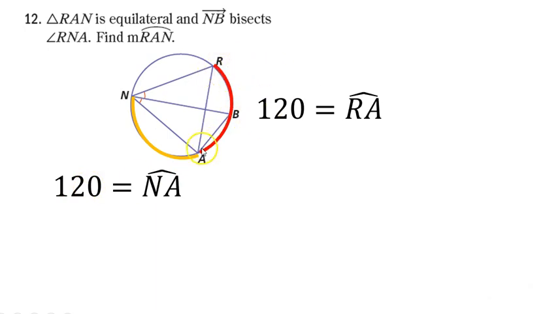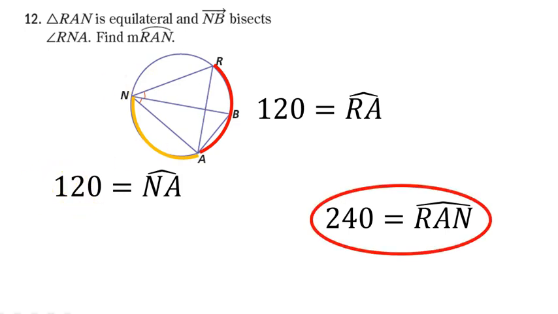So the red is 120, the gold is 120. We put those together, RAN has to be 240. So the arc RAN is 240 degrees.